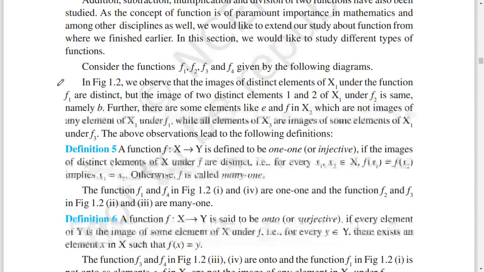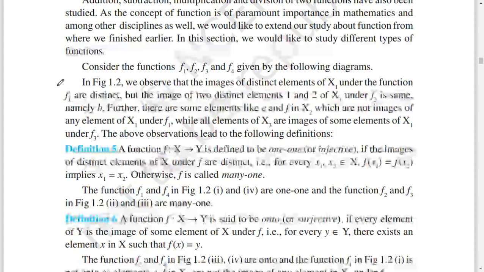Consider the functions f1, f2, f3 and f4 given by the following diagram. In figure 1.2, we observe that the images of distinct elements of X1 under the function f1 are distinct, but the image of two distinct elements 1 and 2 of X1 under f2 is the same, namely b. Further, there are some elements like e and f in X2, which are not images of any element of X1 under f1. While all elements of X3 are images of some elements of X1 under f3, the above observations lead to the following definition.